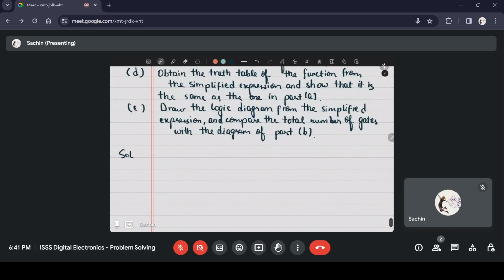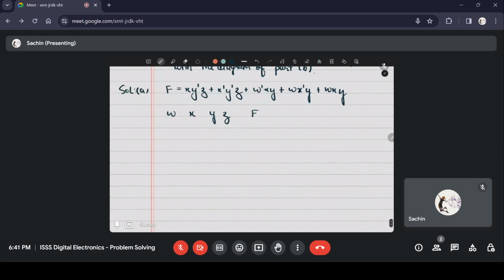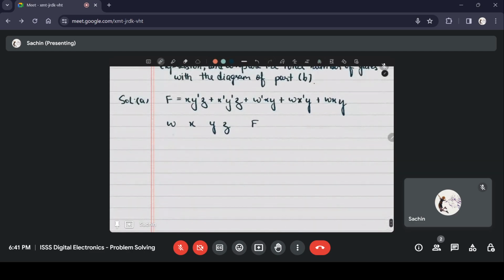Solution. First we have to write the truth table. For that, let me write down the expression again. There are 4 variables w, x, y and z. So there are 16 input combinations. Let me write down the possible input combinations first.